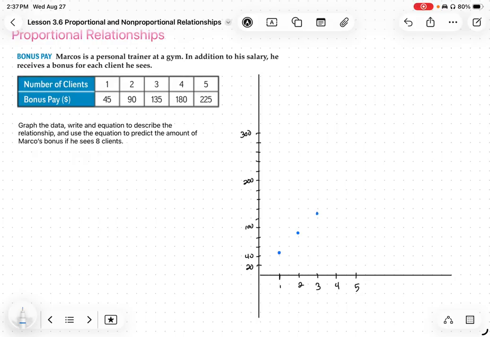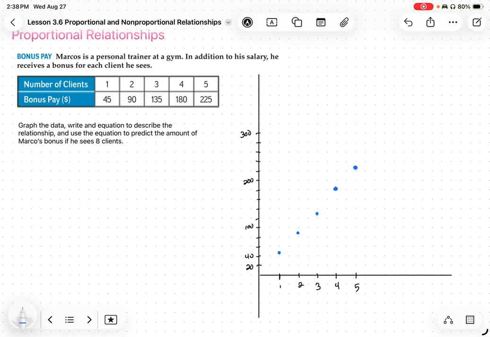I'm trying to make sure these are all in a straight line because what I've noticed is that these are going up by the same amount. For 4, 180. Maybe you've noticed too that in this table, they're all going up by $45. So if they're all going up by the same amount, that means it's linear. So as I'm doing this estimate, I'm still trying to make it go up in a straight line.